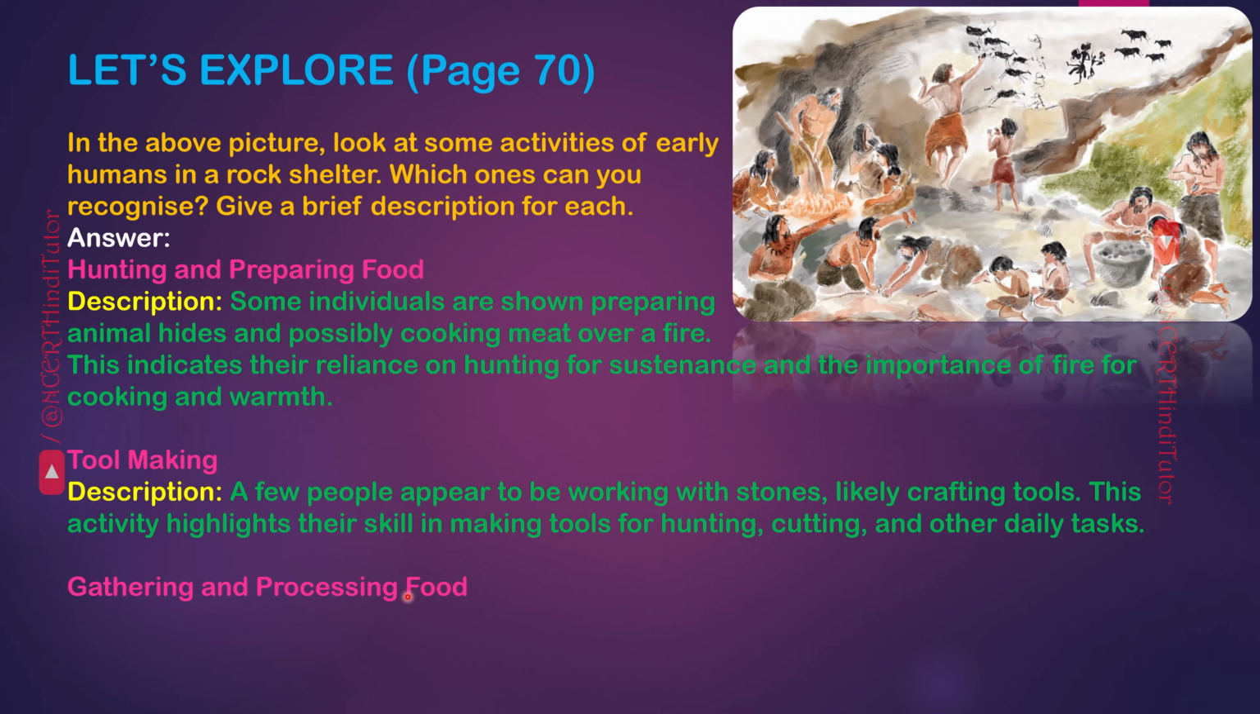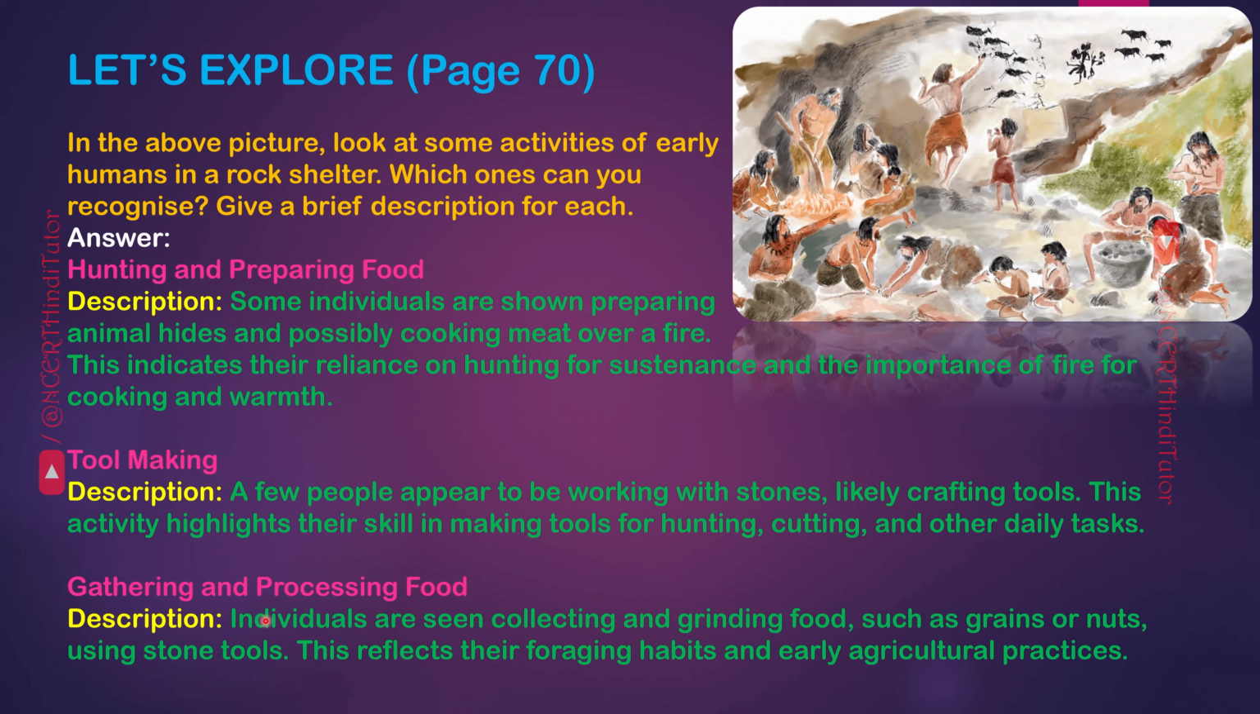Next, gathering and processing food. Description: individuals are seen collecting and grinding food, such as grains or nuts, using stone tools. This reflects their foraging habits and early agricultural practices.